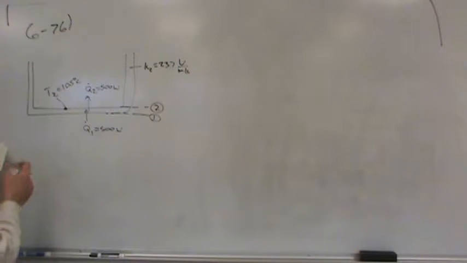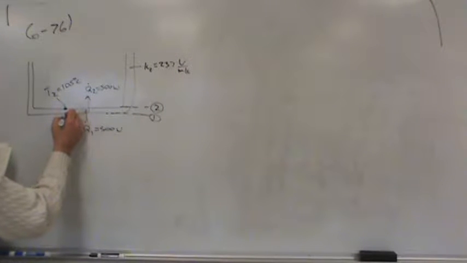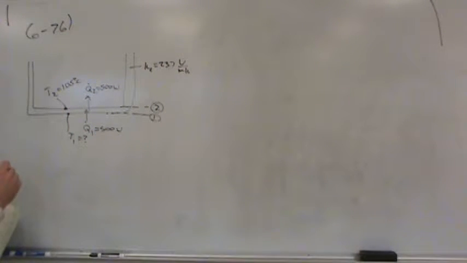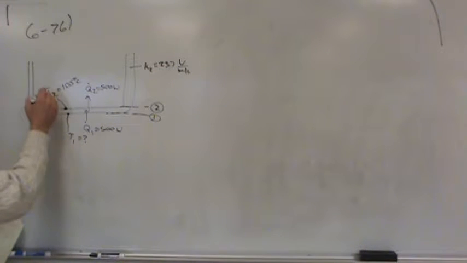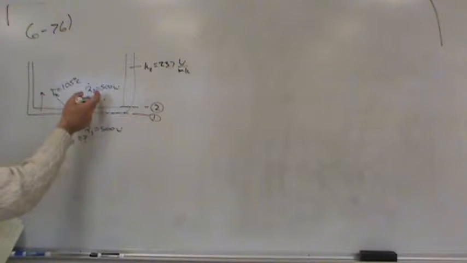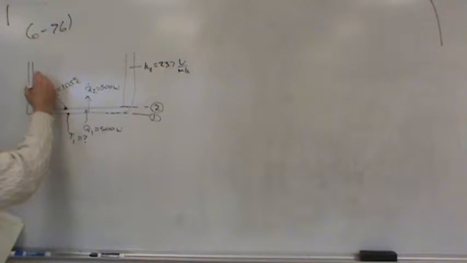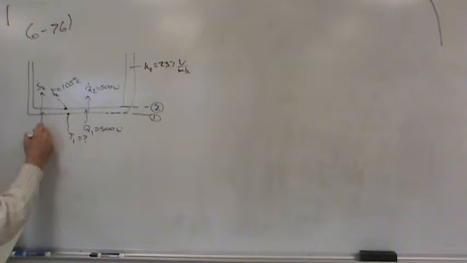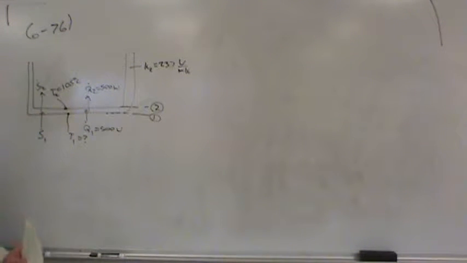Now, the other thing to note, they want us to find the temperature here, T1, but they also want us to find the rate of entropy generation. In other words, there should be entropy because there's heat flow, right? And heat carries entropy with it. So there should be an entropy flow rate across section 1 and an entropy flow rate across section 2.